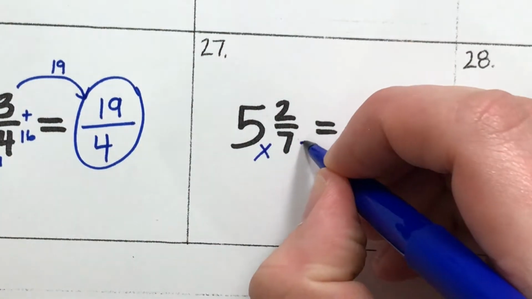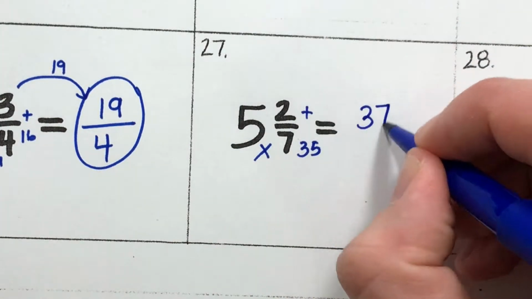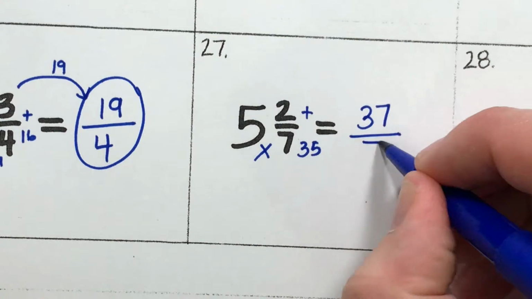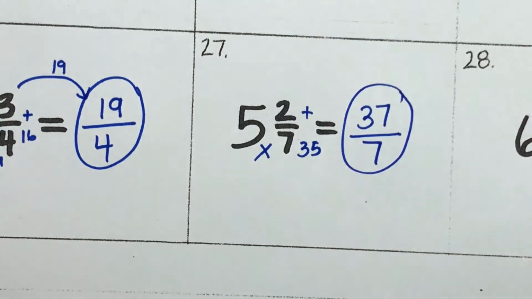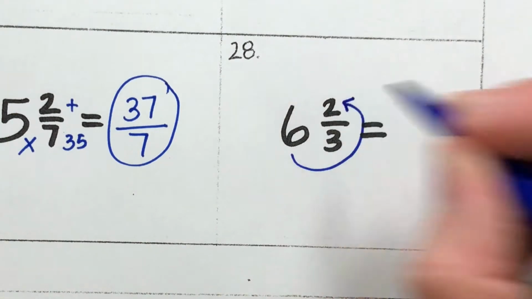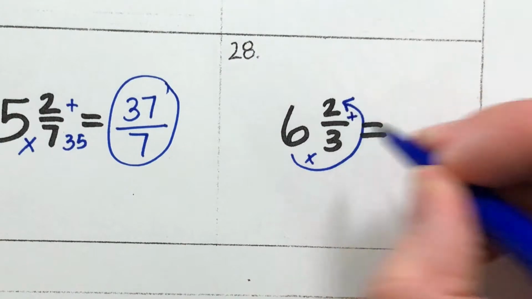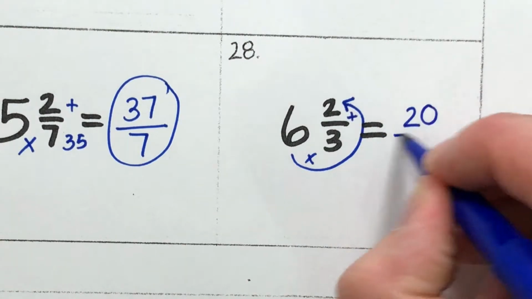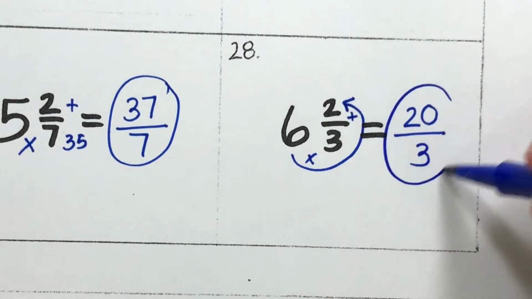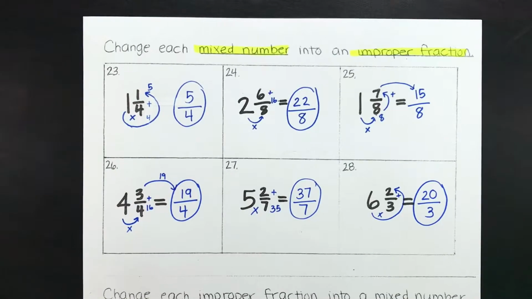5 times 7 is 35, and 35 plus 2 is 37. And then we bring over 7 as our denominator. Six times 3 is 18. 18 plus 2 is 20. And there you have it. That's the top section. Changing mixed numbers into improper fractions.